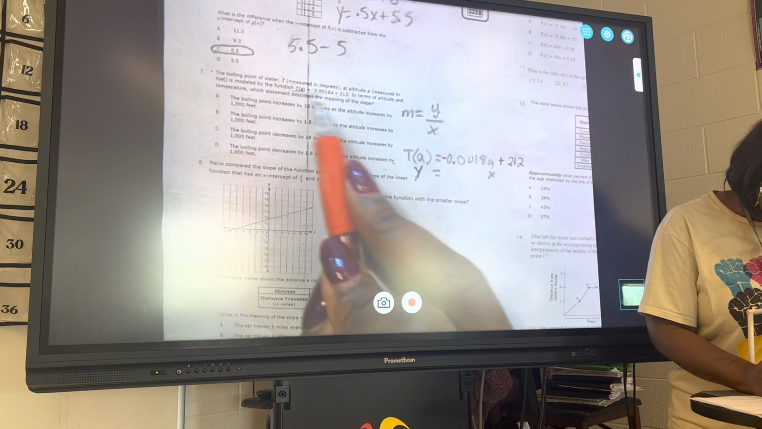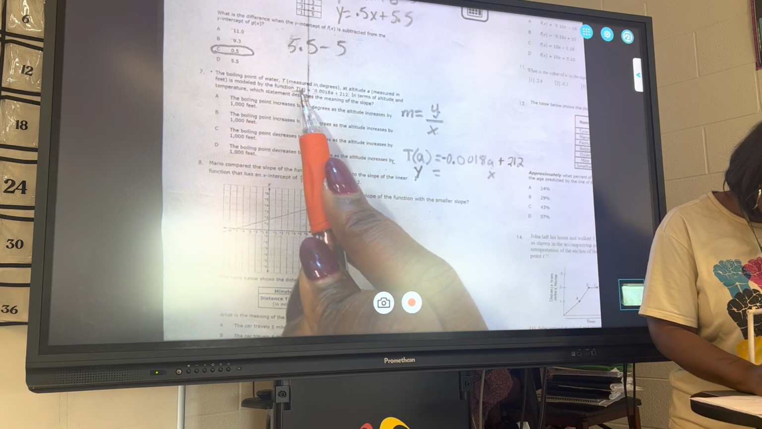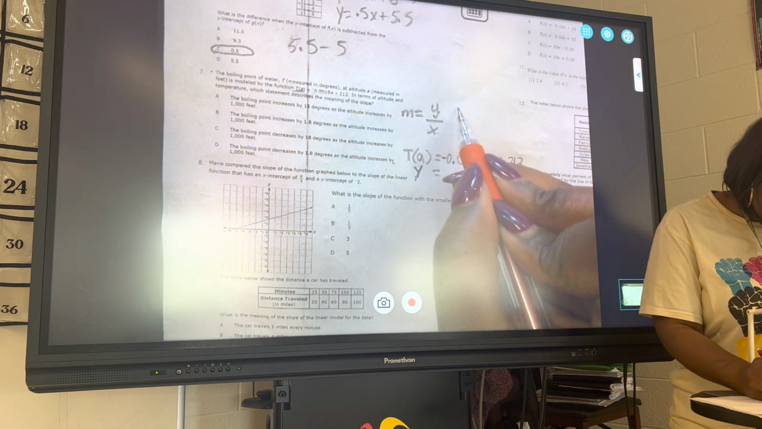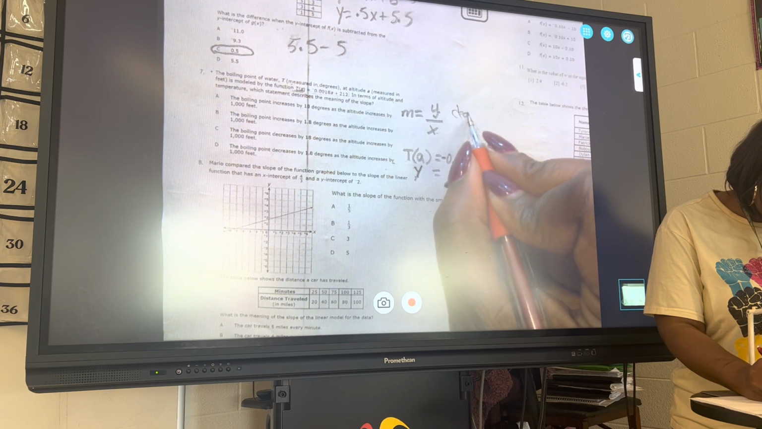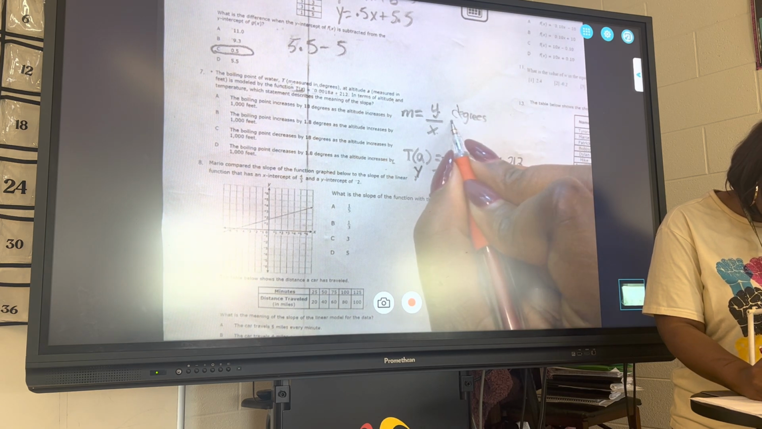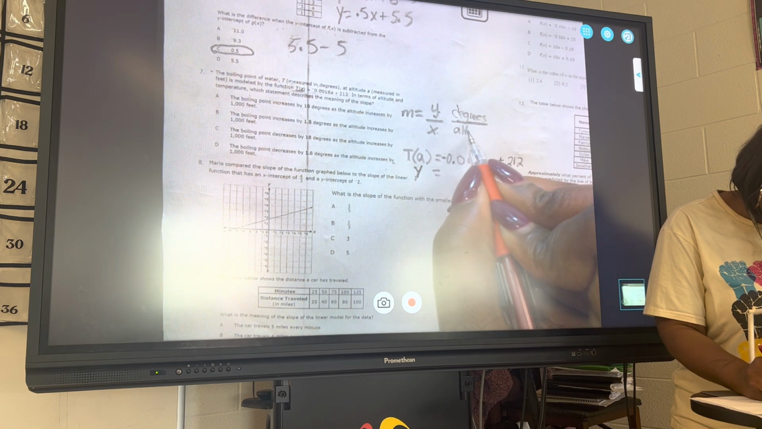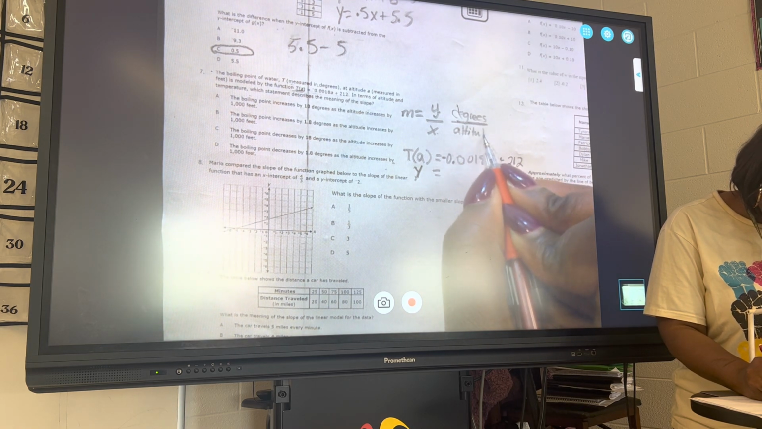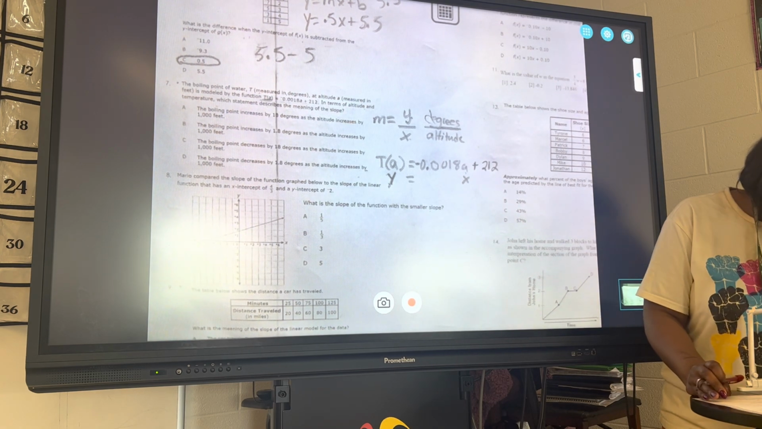And when they give you the equation, the dependent is y. Temperature is y. So temperature is on top, per altitude. Do you understand? Okay.